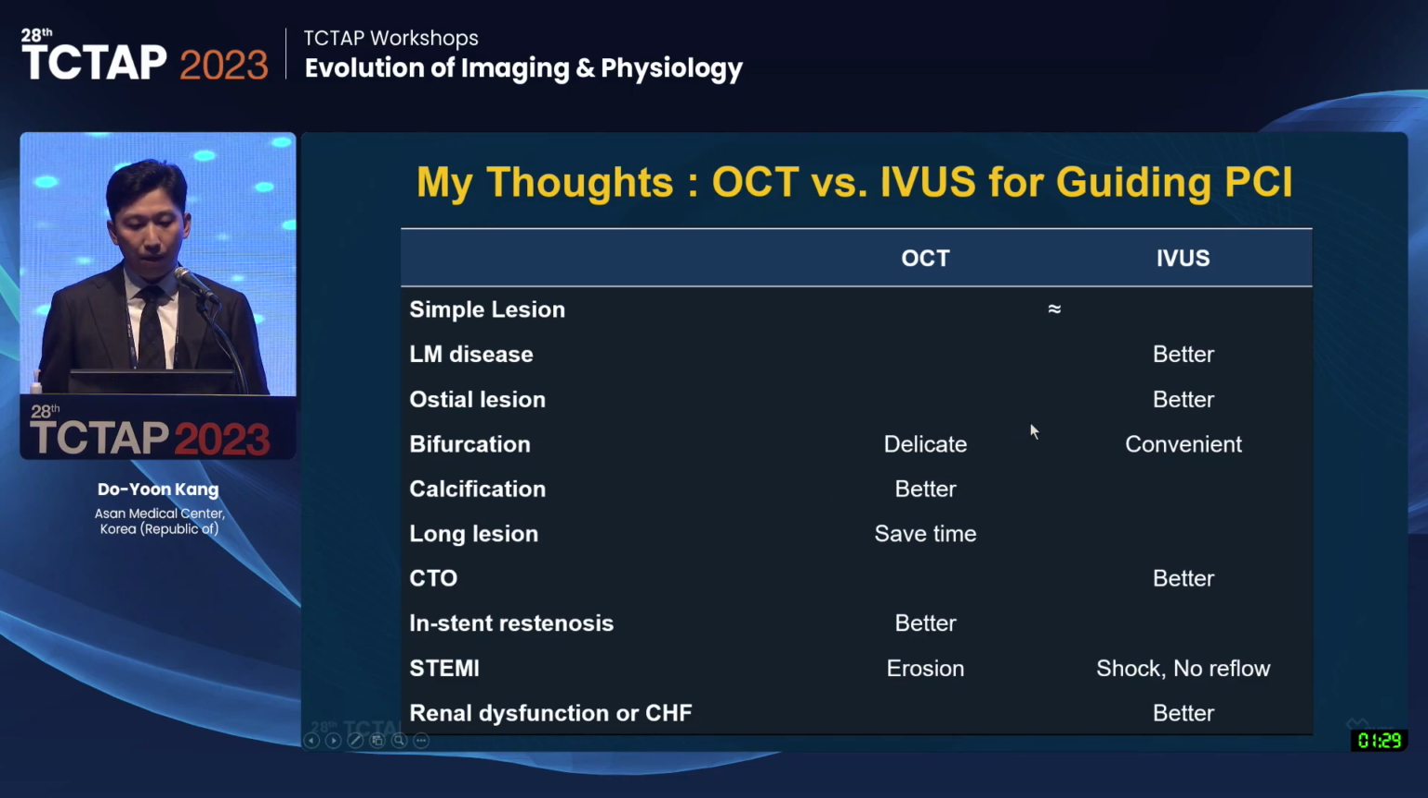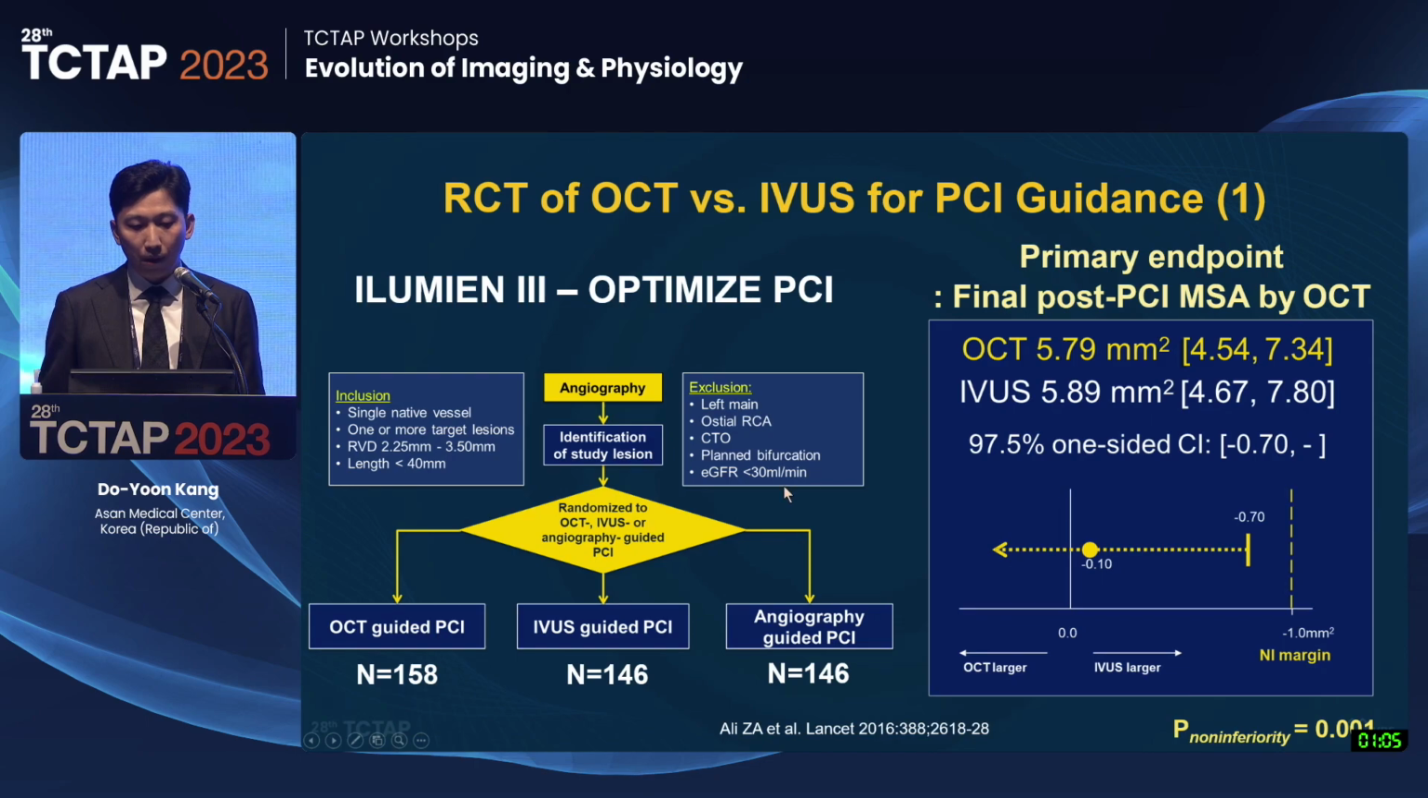So this is my thought. In simple lesions, they are similar. In left main or ostial lesions, IVUS would be better. And in calcified lesions and in-stent restenosis, OCT would be better. And in STEMI patients, to find erosion, OCT would be much better. And in shock or no-reflow patients, IVUS without contrast use would be better. In patients with renal dysfunction or heart failure, IVUS would be better.